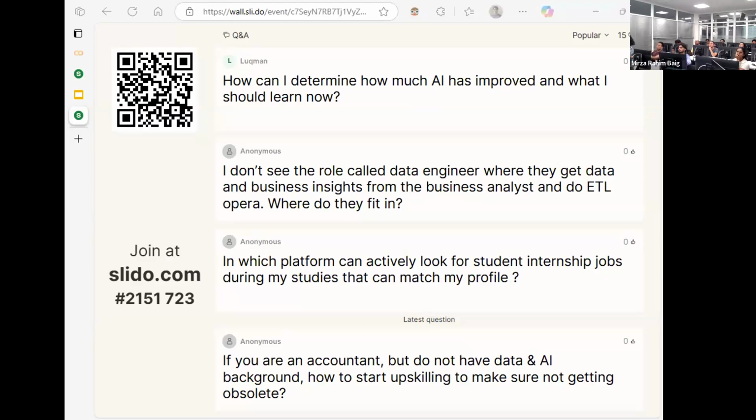how can I determine how much AI has improved? Okay, big question. How can I determine how much AI has improved and what I should learn now? I don't quite get the question. How can you determine how much AI has improved? If you want to understand, for example, how much AI is doing better on coding tasks, then there are public data sets and leaderboards, which will show you that in the past 7 years, AI score has been increasing from 20 to 95 or something. So that's one way to answer.